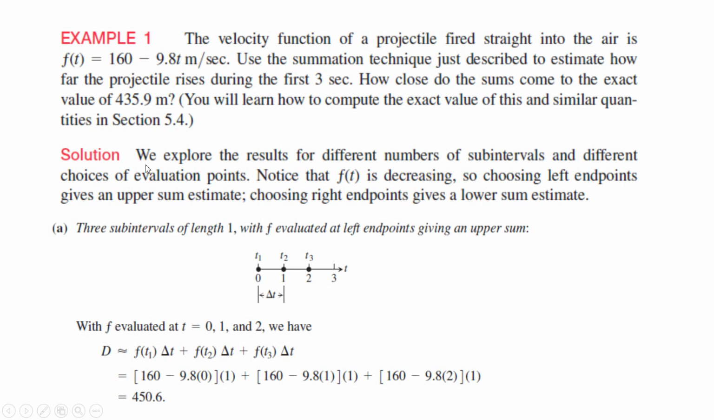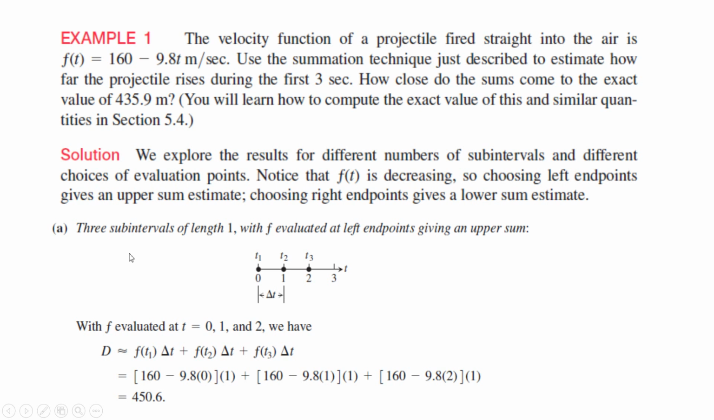So let's see what happens. We explore the result for different numbers of subintervals and different choices of evaluation points. Notice that f(t) is decreasing. So choosing the left endpoint gives an upper sum estimate, and choosing the right endpoint gives us a lower sum estimate.